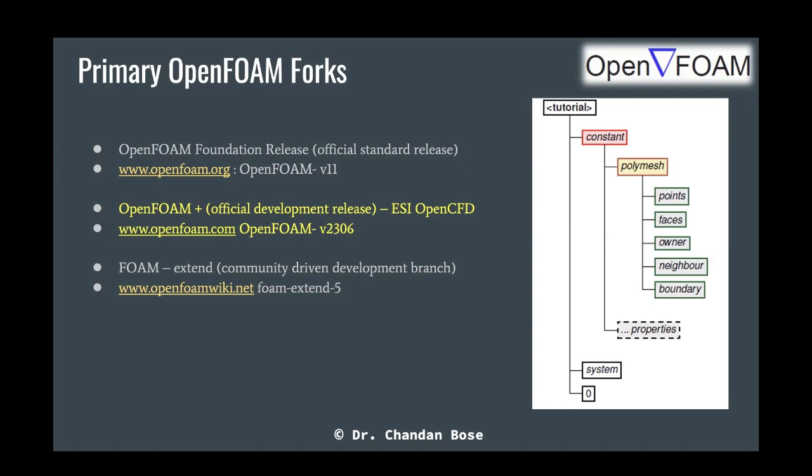And within the 0 folder, you would see different files named after the state variables or the field variables of your problem. So, for example, if you want to solve an incompressible Navier-Stokes equation, what are the independent state variables of the problem?